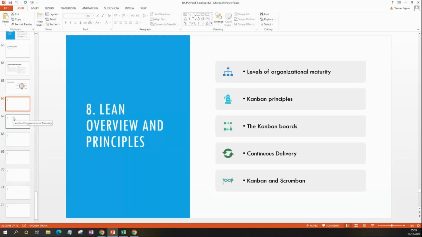Okay. So the next module is about lean overview and principles. Wherein we'll talk about levels of organization maturity. It's again more of a little theoretical and high level. And then, we'll try to understand Kanban principles, Kanban boards, continuous delivery, and the difference between Kanban, Scrum, and Scrumban. We'll try to understand the difference between these three. Okay. So maybe we'll start with levels of organization maturity.